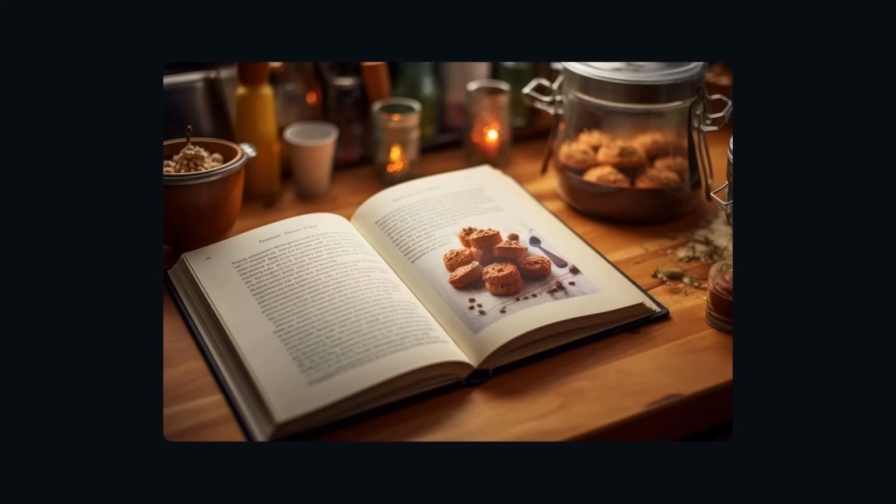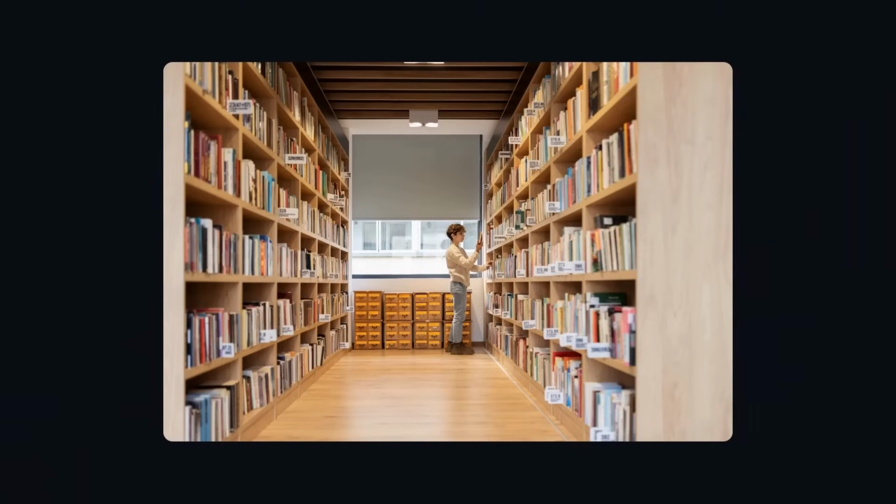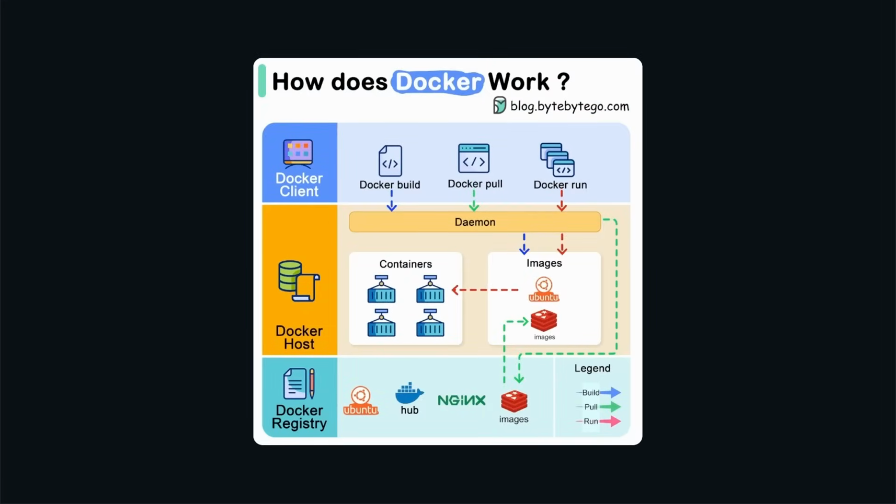To return to our cooking analogy, think of Docker registry as a cookbook or recipe library. It's like a popular cookbook store where you can find and share different recipes, in this case, Docker images. In essence, the Docker client is the command center where we issue instructions. The Docker host then executes these instructions and manages containers, and the Docker registry serves as a centralized storage for sharing and distributing images.